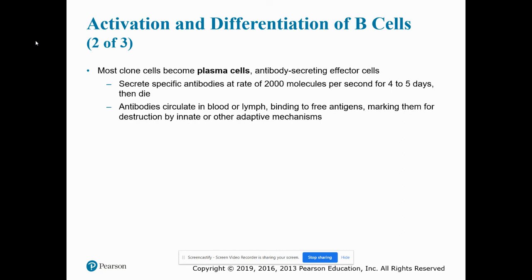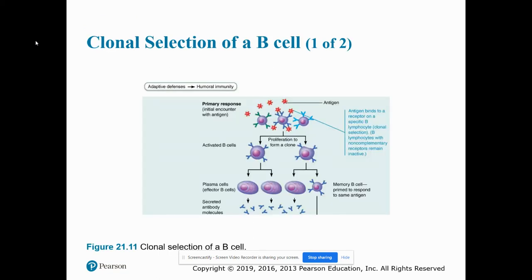And I mentioned this earlier. Most clone cells become plasma cells, which are antibody-secreting effector cells. They secrete antibodies at a rate of 2,000 molecules per second for 4 to 5 days, then they die. Antibodies are going to circulate around in the blood and the lymph, binding to free antigens, which is going to mark them for destruction by innate or other adaptive mechanisms. What this is showing is we're binding the antigen to the B cell.